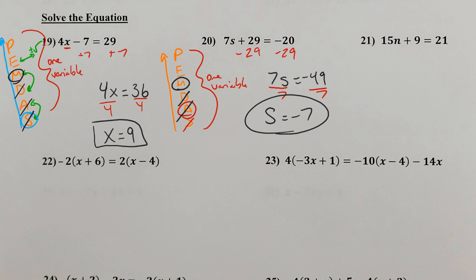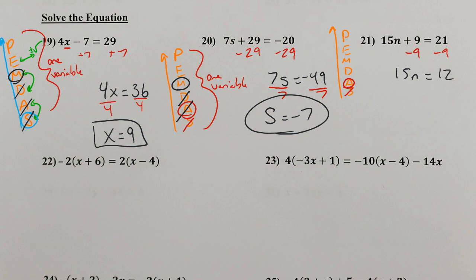21. Same exact concept. PEMDAS in reverse. If you're struggling, it already has one variable, so I'm allowed to use PEMDAS. I don't see any subtraction. I see addition, so I subtract 9 from both sides. Remember, the red writing is me choosing what to do. I can choose whatever I want to do as long as you do it to both sides. I end up with 15n equals 12.